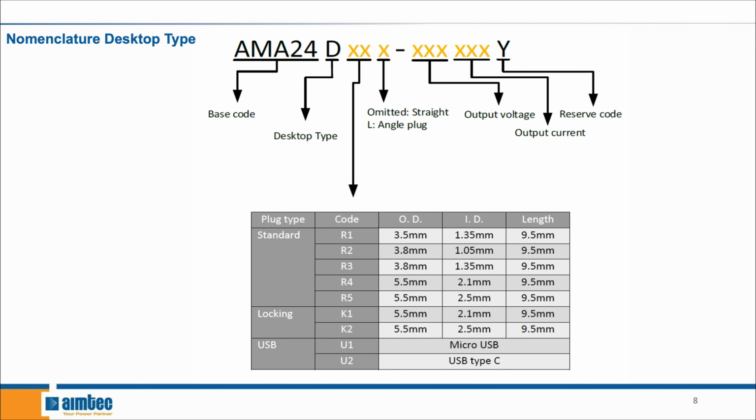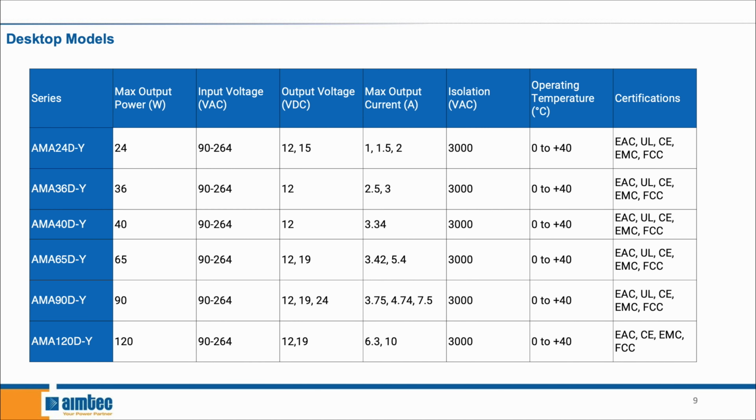The locking type K1 and K2 are for customers that require the adapter to be able to lock the product in place. So if you're, for example, displaying a laptop and you don't want anyone to steal the laptop, we can offer a locking type adapter. And then U1 and U2 are for micro USB and USB type C. And the various desktop models that AIMTEC offers goes from 24 to 120 watts, again offering 3000 VAC of isolation.